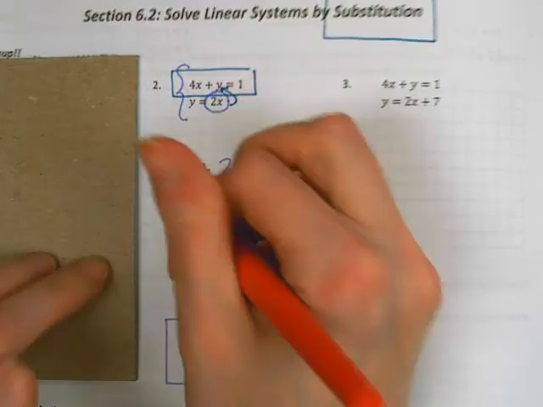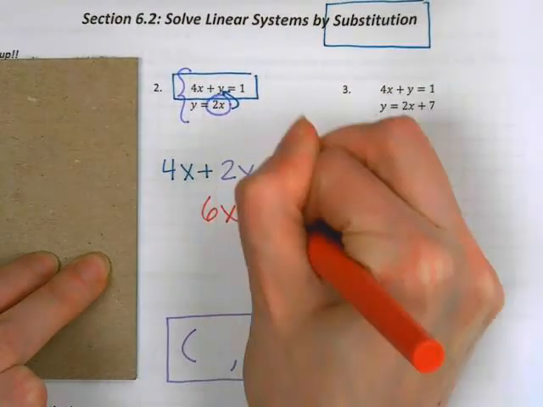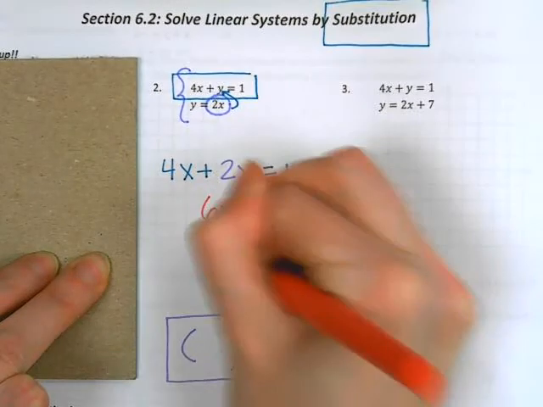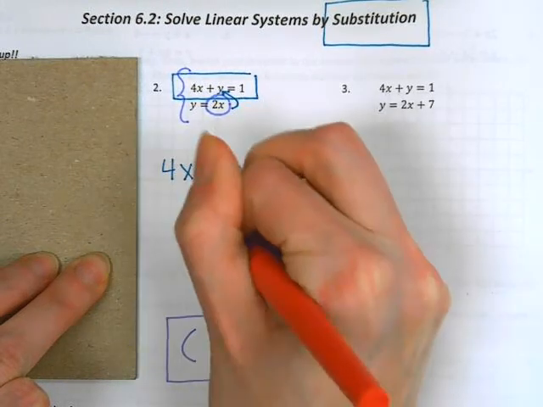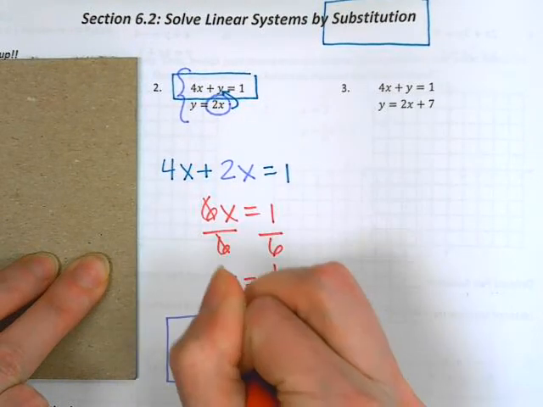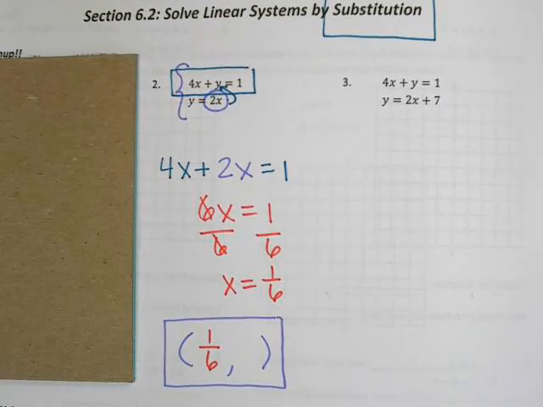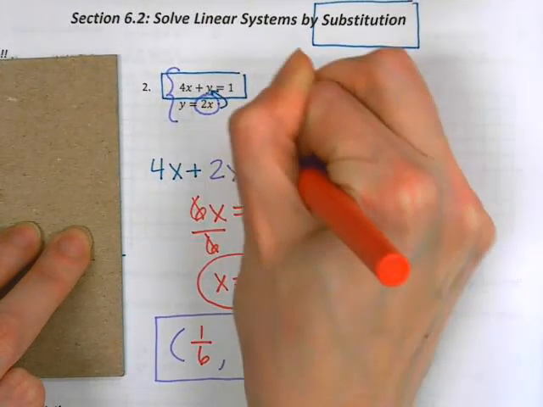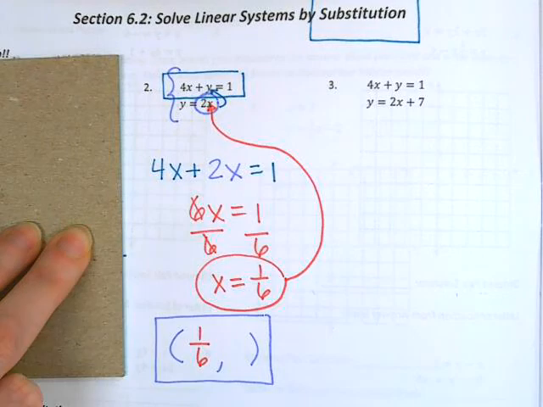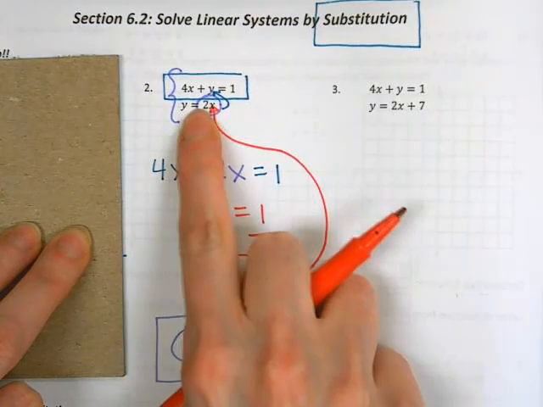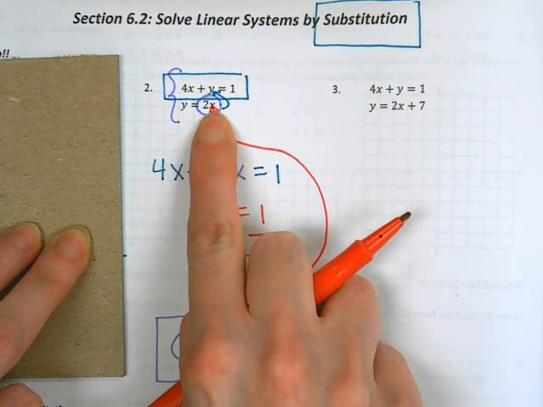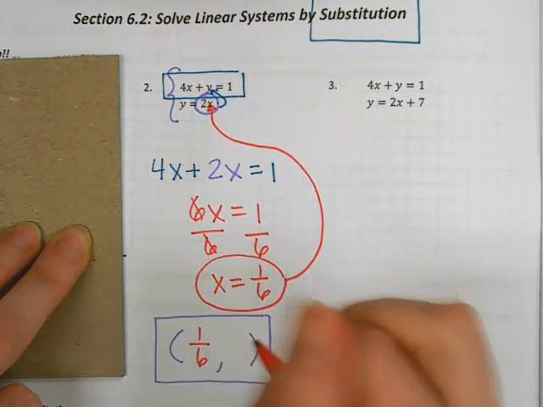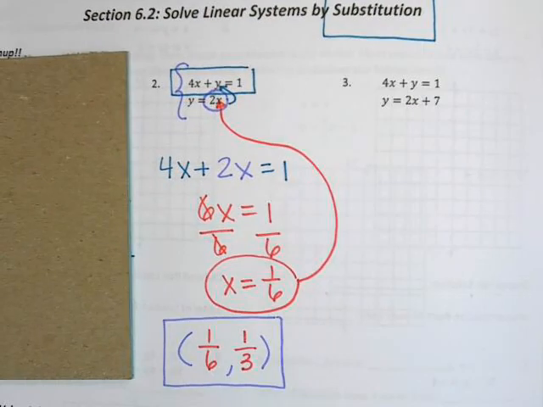So if you add like terms, we have 6x equals 1. And then if you divide both sides by 6, x is going to be 1/6. All right, so that's the x value. Then to find the y value, we can just take x equals 1/6 and plug it back in to find y. So y is going to be whatever 2 times 1/6 is. And you guys can use a calculator or not. It ends up being 1/3. So the solution is 1/6, comma, 1/3.